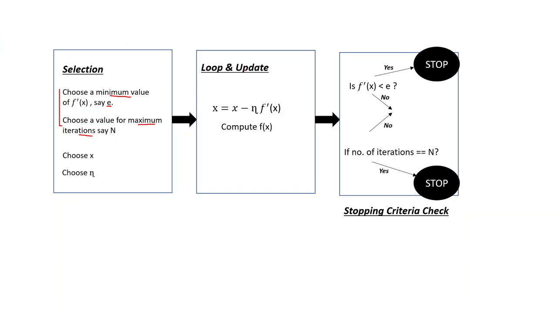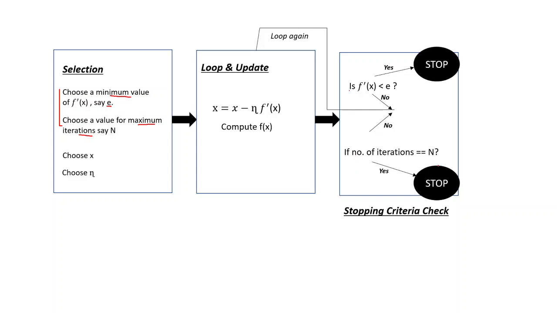But if we say no, we will loop again. That is, we will update again. So for each iteration, we need to check. Now the question is, if we already have this condition that f prime x is less than e, why do we need this condition? Why do we need both the conditions?